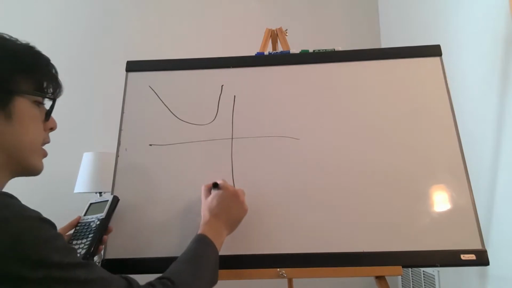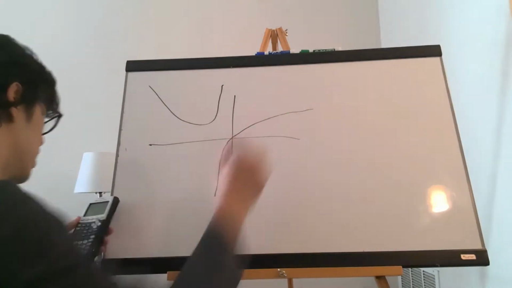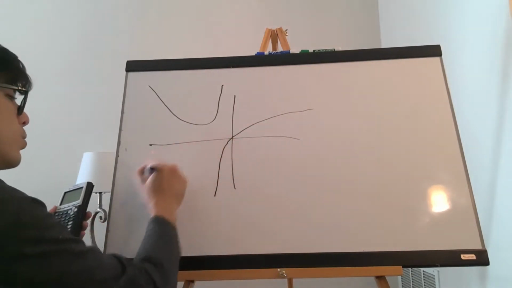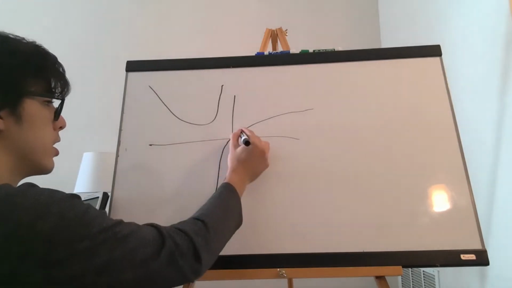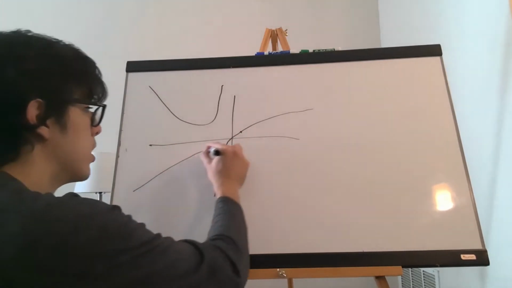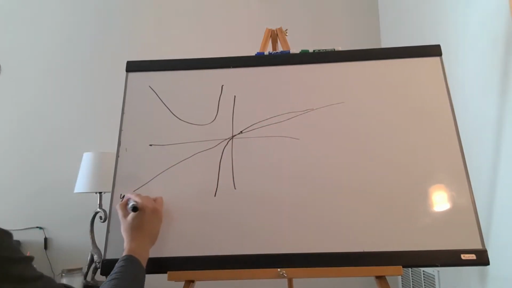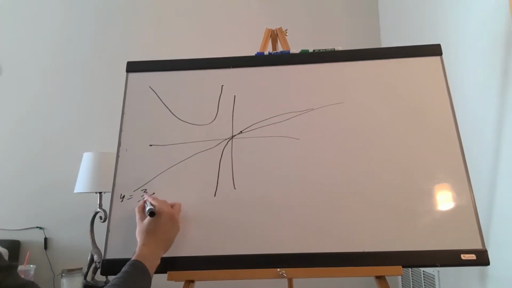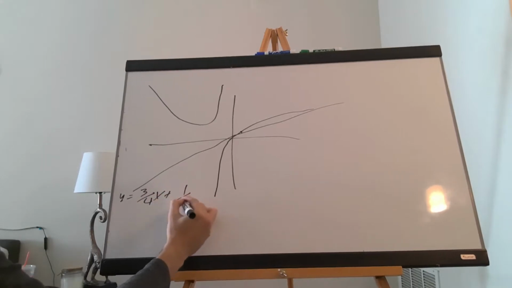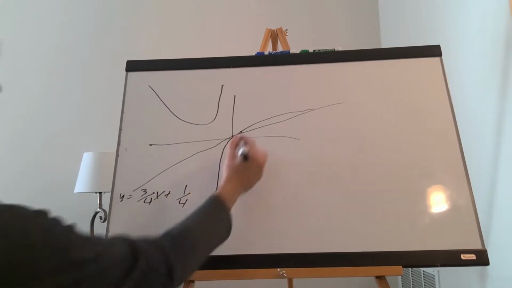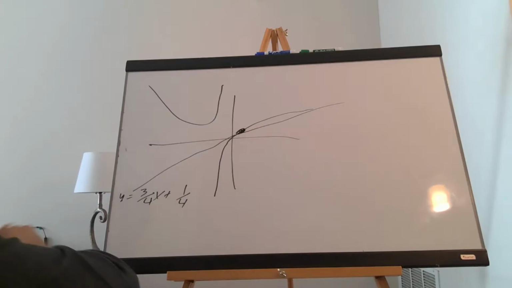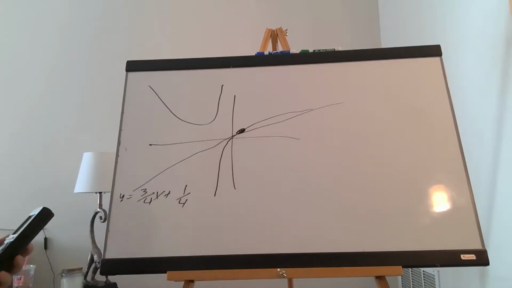The other one is like this, and then our line, which was something like that. This is a poorly drawn line, but this was our derivative, which is y equals 3 over 4x plus 1 over 4. So pretend that my line's a little better, but that is the line which is tangent at that point.